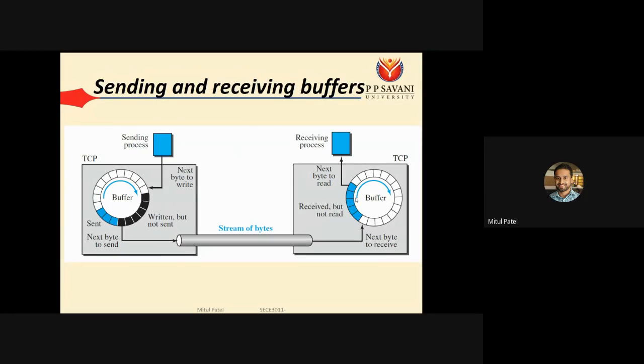Okay, this blue color indicates the bytes that are already received and stored in the buffer, but have not been read by the receiving process. And whatever new bytes are coming can be stored in these white blocks. So in that way, we require only two colors: white will store the new byte, and blue indicates the bytes that are already received and stored but have not been read by the receiving process. Okay.